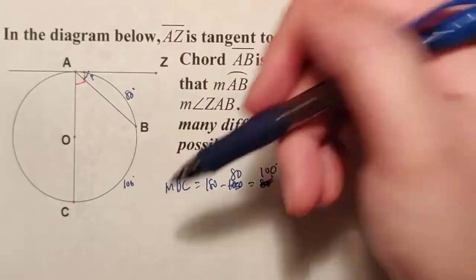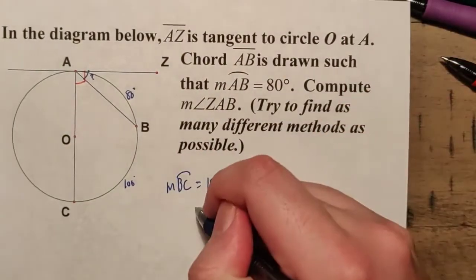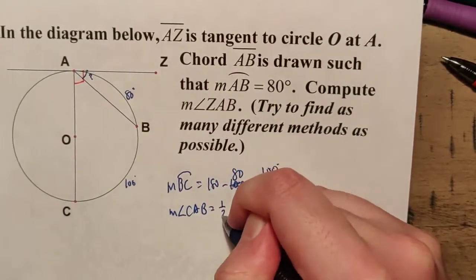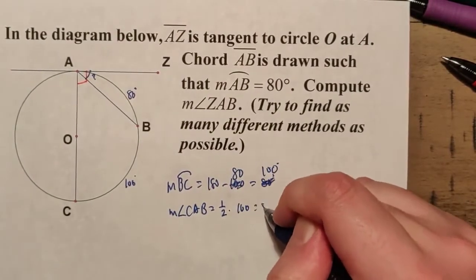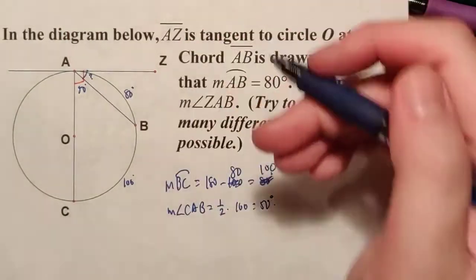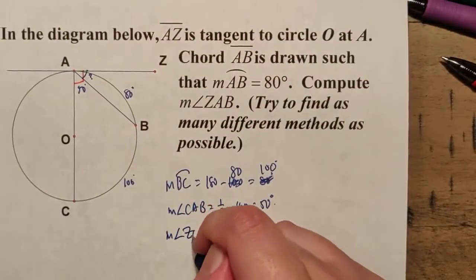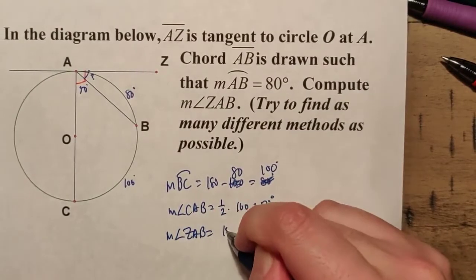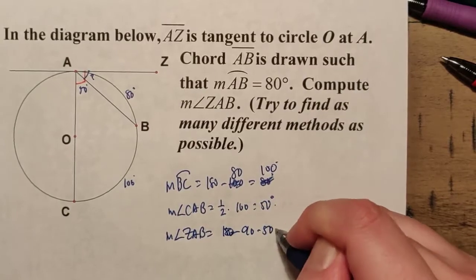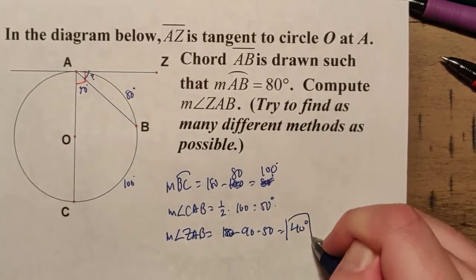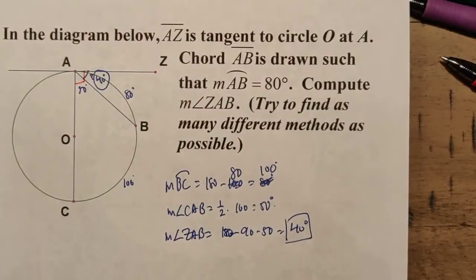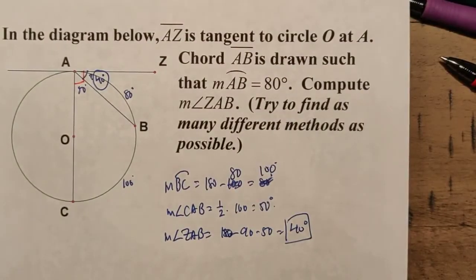Okay, now we note that CAB is an inscribed angle, so the measure of angle CAB is 1/2 of 100, or 50 degrees. So that's 50 in this situation. And now it's pretty clear that ZAB, what's left over, is going to be 90 minus 50, and that yields a 40-degree angle up there. So that seems pretty fair, right? So ZAB ends up being 40.